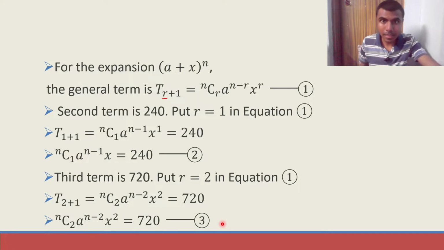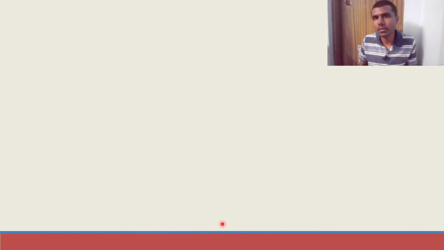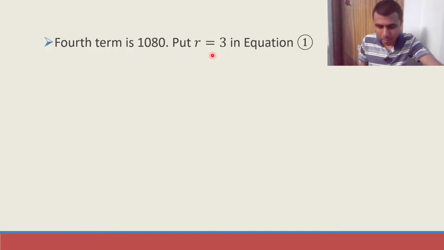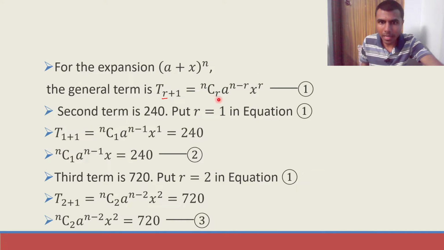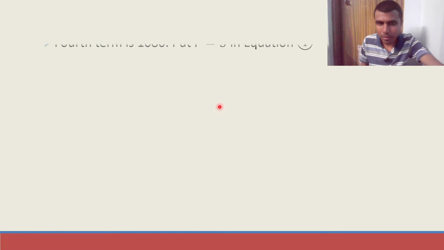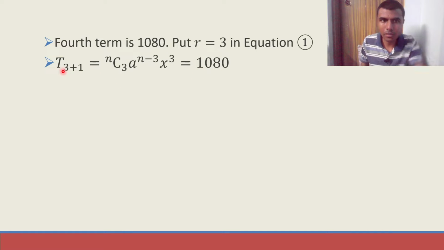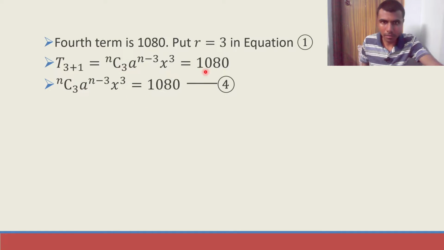Now next, what is the next data that is given? It is given that the fourth term is 1080. So put r equal to 3 in equation 1. So T(3+1) is nC3 a^(n-3) x^3. They gave that the fourth term, T4, is 1080, so this is equal to 1080. Mark this as equation 4.